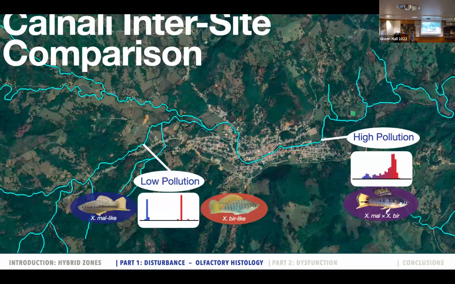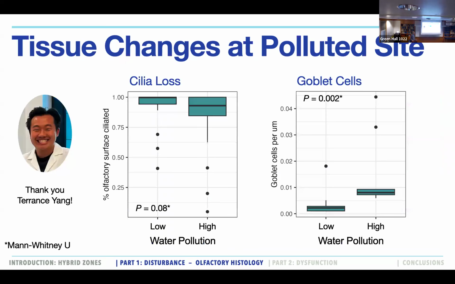And I measured these statistics in the Rio Calnali at 2 sites, one upstream of the town that we know has lower pollution and one downstream of the town that we know has higher pollution. And working with an awesome undergrad, Terrence, we found that there was a marginally lower level of cilia in the polluted site. So more cilia loss at the polluted site, and then very significantly higher counts of these goblet cells. So it seems like the goblet cells are proliferating at this downstream polluted site. And these sites are close enough that we assume this is a plastic effect, not an adaptive change.